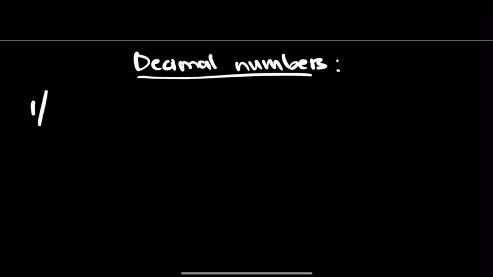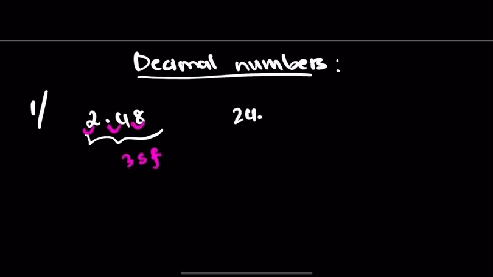And the first one says count all non-zero digits. Let's say we have 2.48. So this has 1, 2, 3. Three significant figures. Count all non-zero digits. 24.85. 1, 2, 3, 4. Four significant figures.